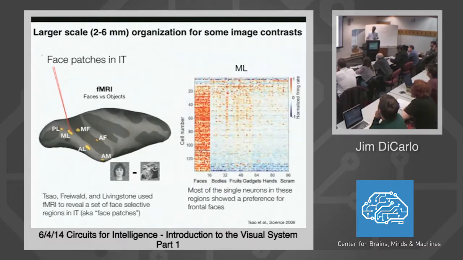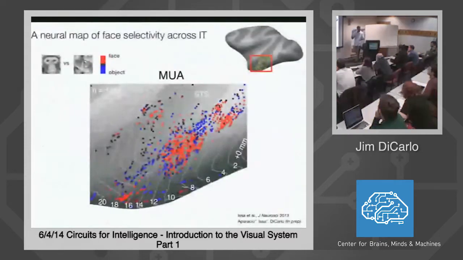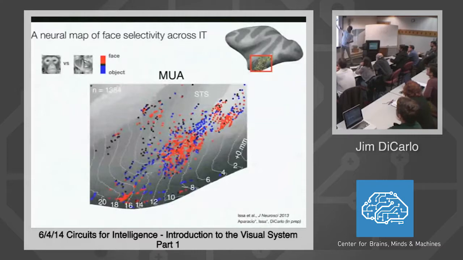The red means high response, this means low response. You can see almost all of these neurons tend to respond better to images of faces than to other things. That's what's in the right-hand column there. Okay, the point is that there's structure at slightly larger scales, maybe for classes of things like faces.